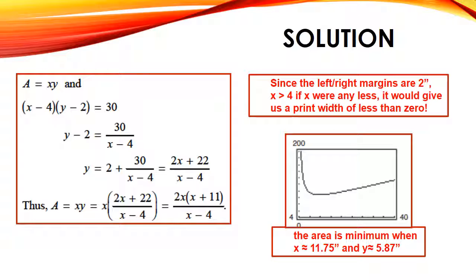And then finally you have the graph there, and the area is at a minimum. Look, you're looking at the minimum on the graph, the low point, when x is about 11.75 and y is about 5.87.